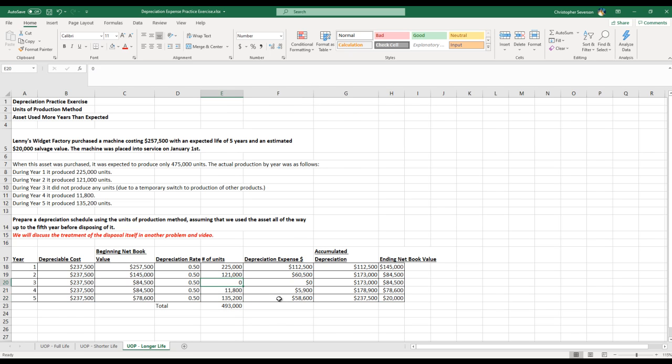We don't really need to do anything with the number of units. We just need to overwrite the depreciation expense for that final year to bring us exactly to the estimated salvage value. So hopefully that helps to clarify what's going on in this type of problem for all three scenarios.